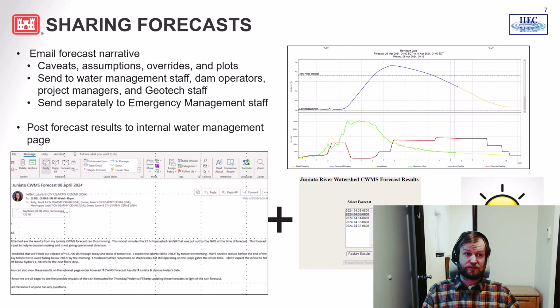announcements. So the water management office creates an email forecast narrative, and this includes caveats, assumptions, what overrides are to occur, and then plots as well. This is sent to all the water management staff, the dam operators, project managers, and also geotech, so they can be aware as well. And then also EM, the emergency management staff, get a report as well. This is also posted to the internal water management page, all the forecast results.